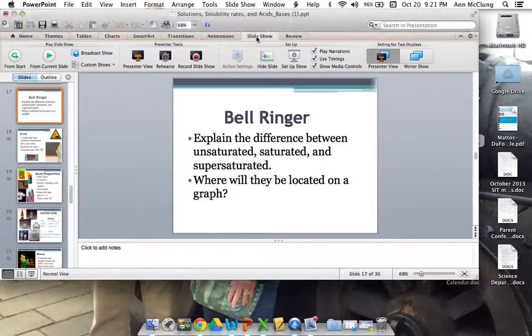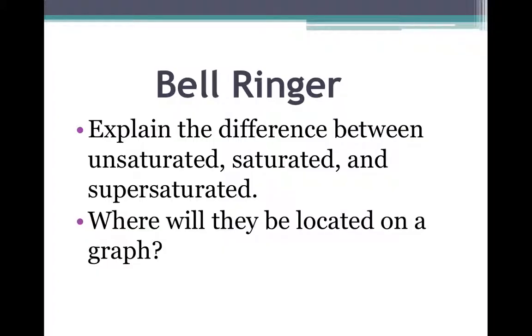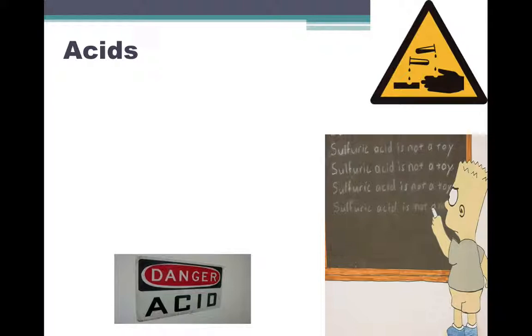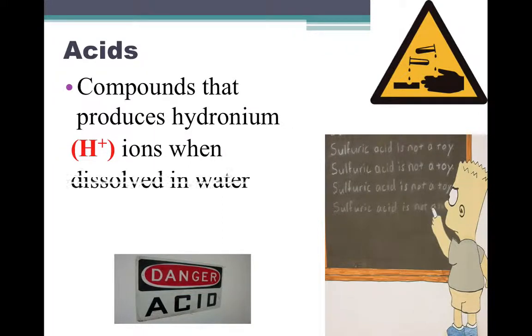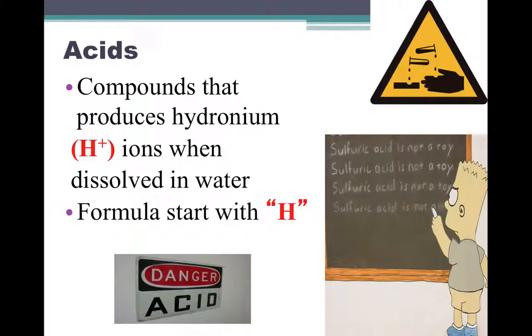Okay, so today we're actually going to talk about acids. An acid is basically a compound that produces something called hydronium ions. These are basically compounds that begin with an H. They can dissolve in water, so these are again acids. You can place them in water and they're easily dissolved and mixed in there.